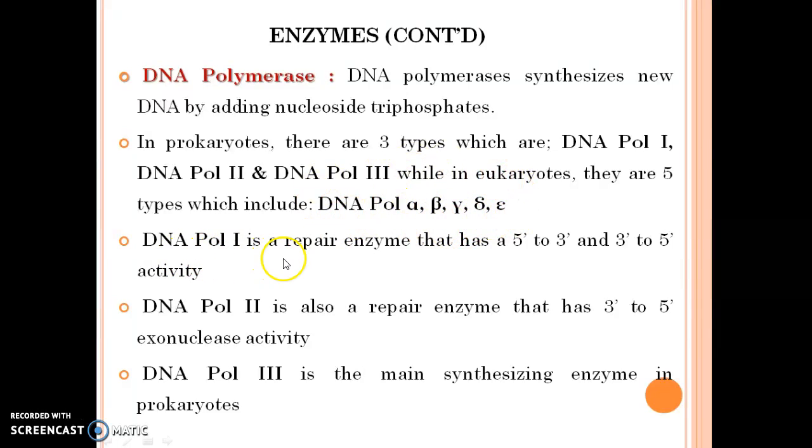Now, DNA polymerase 1 is a repair enzyme, and it has a 5' to 3' and 3' to 5' activity. While DNA polymerase 2 is also a repair enzyme, but it has 3' to 5' exonuclease activity. When we talk about exonuclease activity, we are talking about the removal of nucleotides from the end of the DNA. Then DNA polymerase 3 is the main synthesizing enzyme in prokaryotes. DNA polymerase 1 and 2, which we say are repair enzymes, come into play when there is a mismatch or when there is damage to a particular DNA.